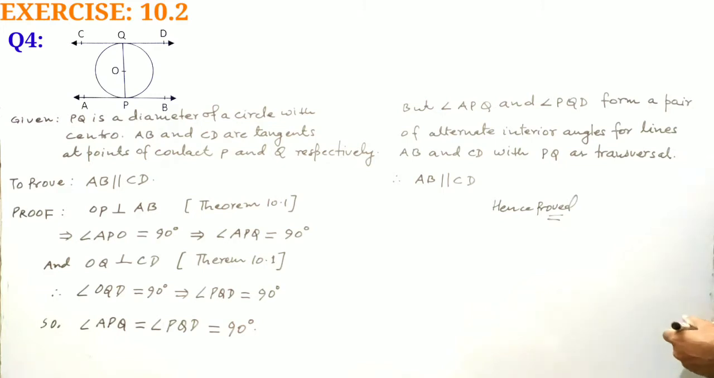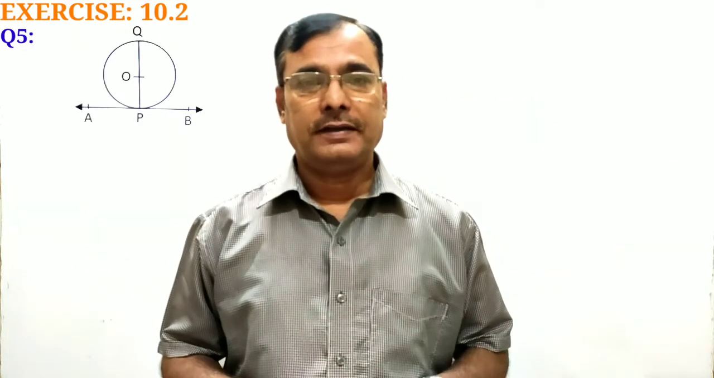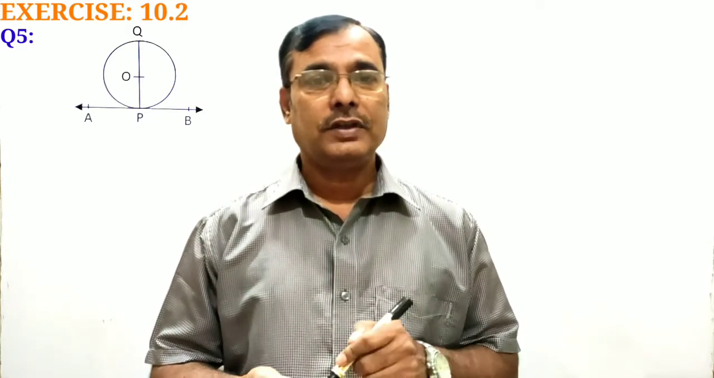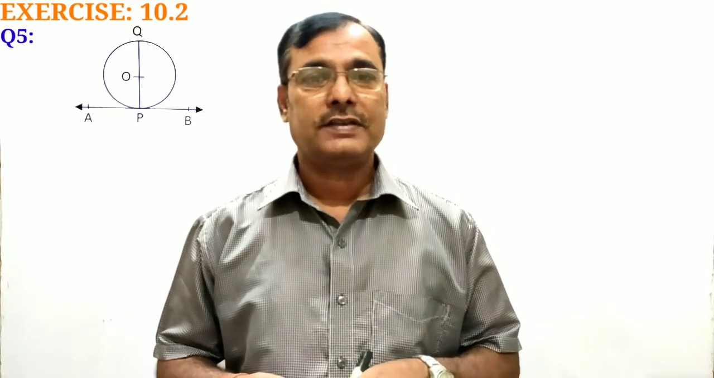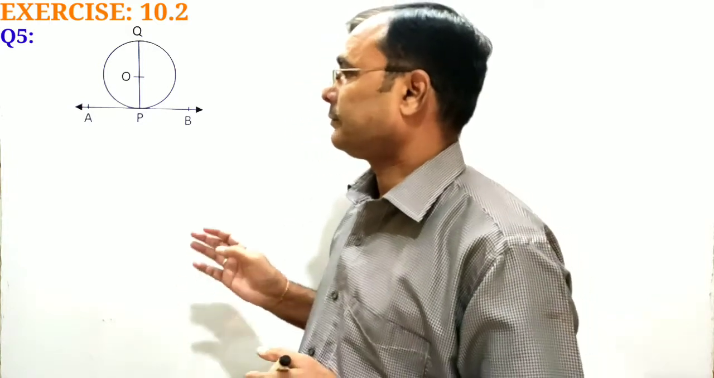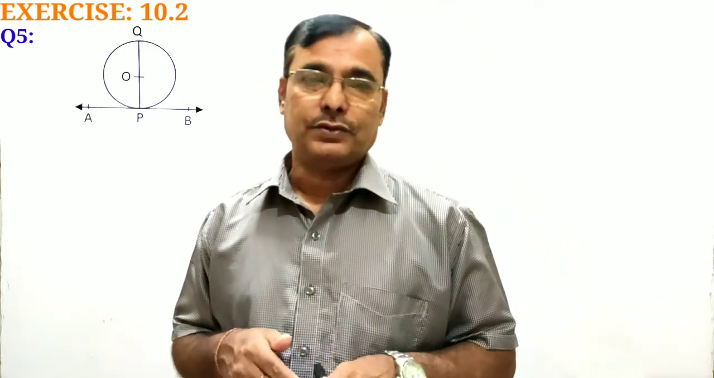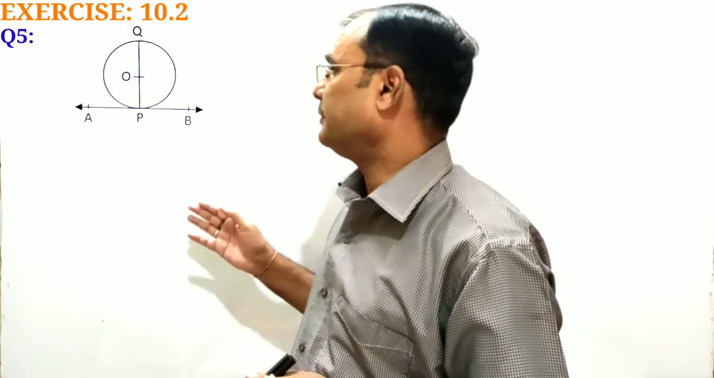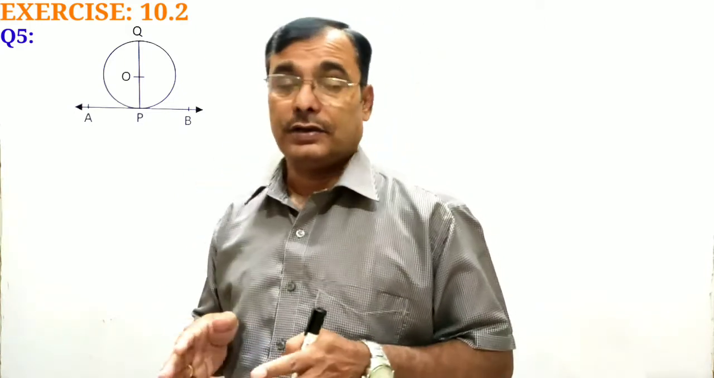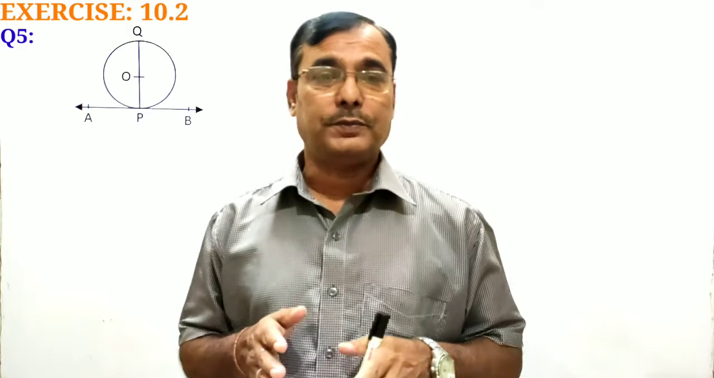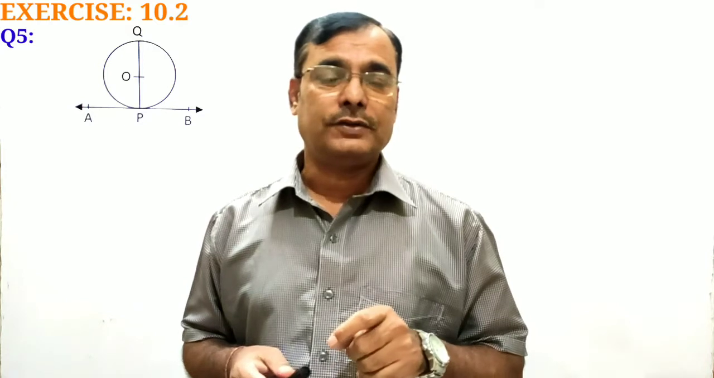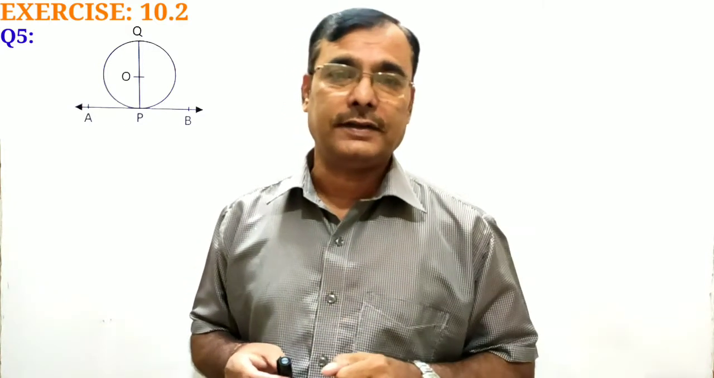Question number 5. Prove that the perpendicular at the point of contact to the tangent to a circle passes through the center. In this figure, AB is a tangent to the circle with center O at point of contact P, and PQ is perpendicular to the tangent AB. We have to prove that PQ, which is perpendicular to the tangent AB at point of contact P, passes through the center of the circle O.